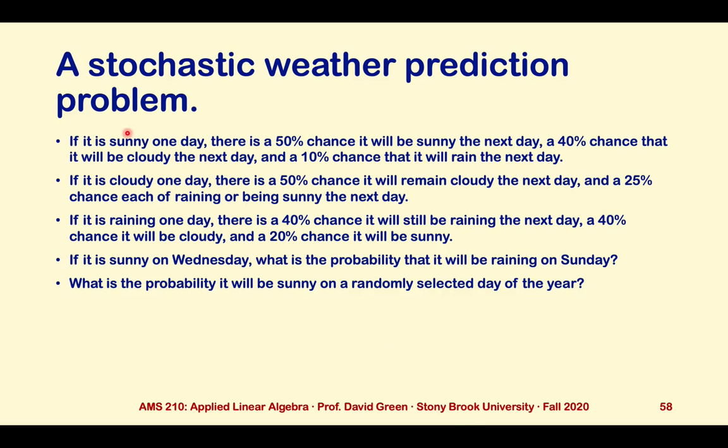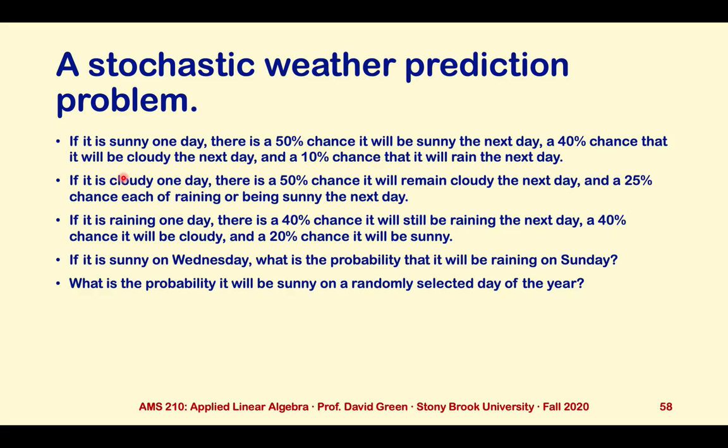We have a series of descriptions of what the probability of the weather the next day will be given what the weather on a given day is. If it is sunny on a given day, there's a 50% chance it will be sunny again the next day, a 40% chance that the next day will be cloudy, and only a 10% chance that it will rain the next day. Weather patterns often persist. This doesn't seem unreasonable.